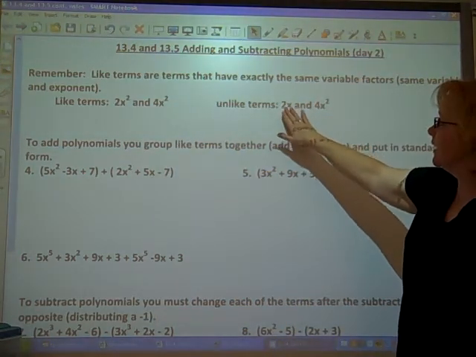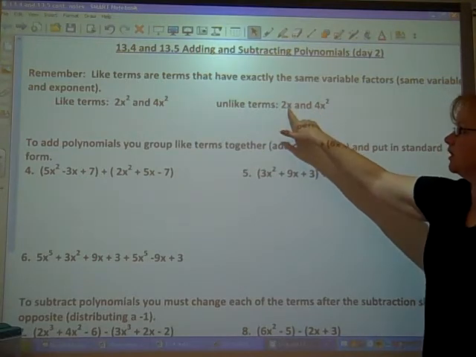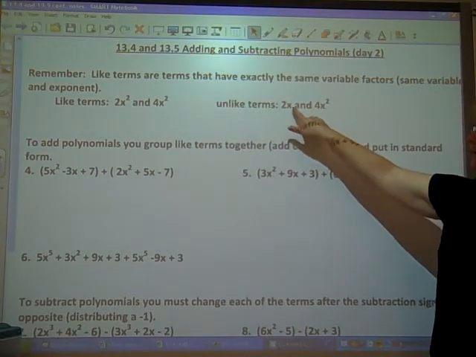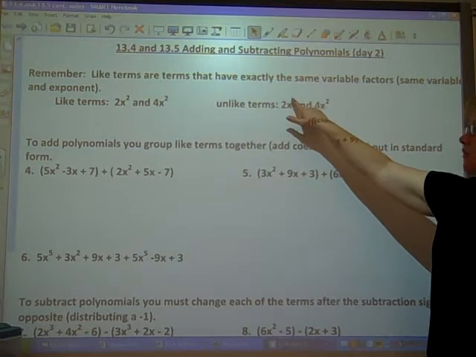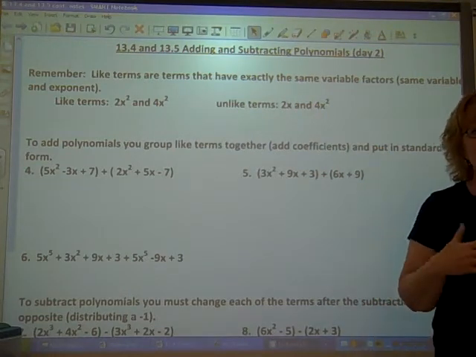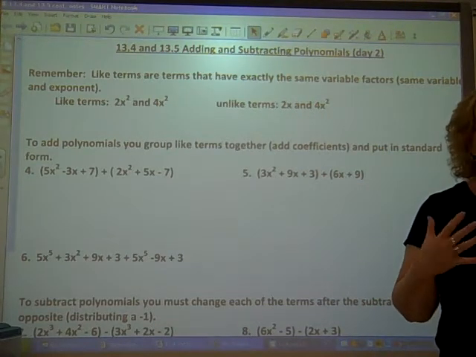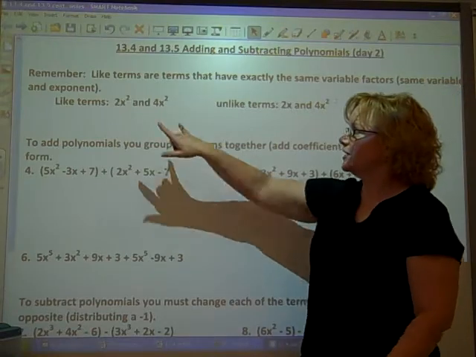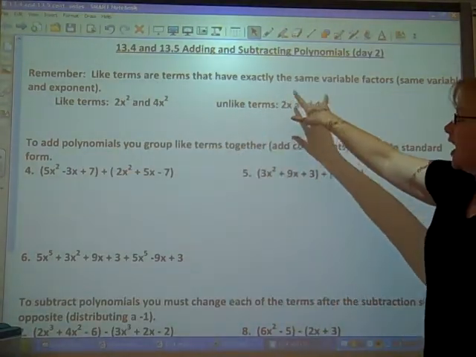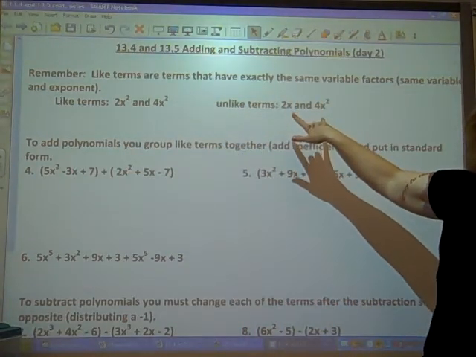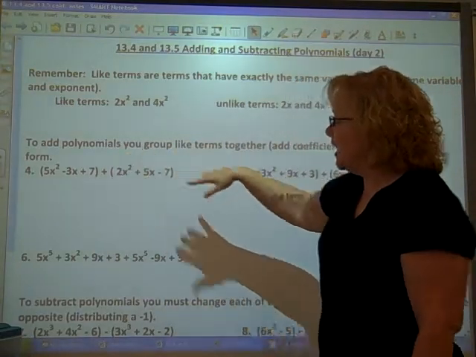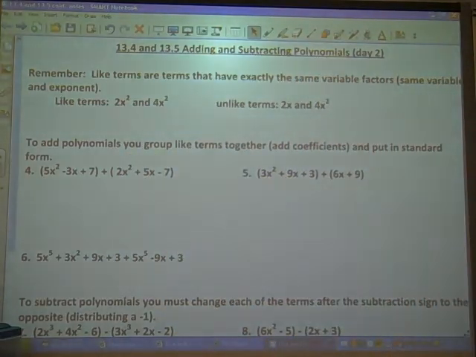Unlike terms would be like 2x and 4x squared. Even though they have the same x term, one is squared and one is not, so they're not like terms, therefore you cannot combine them or put them together. So I can put these together, I cannot put these together. To add polynomials, you group your like terms together, which basically just means you're adding your coefficients, and you put them in standard form.